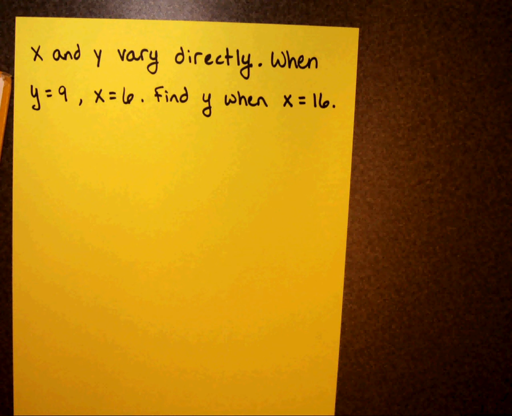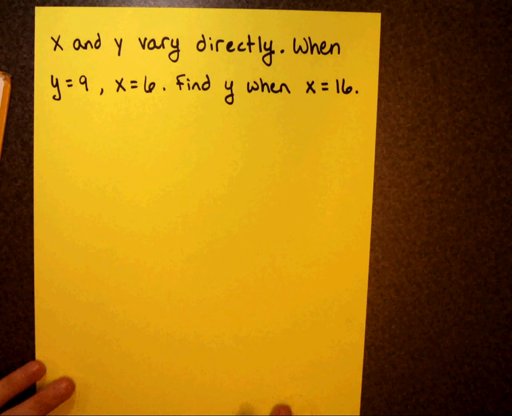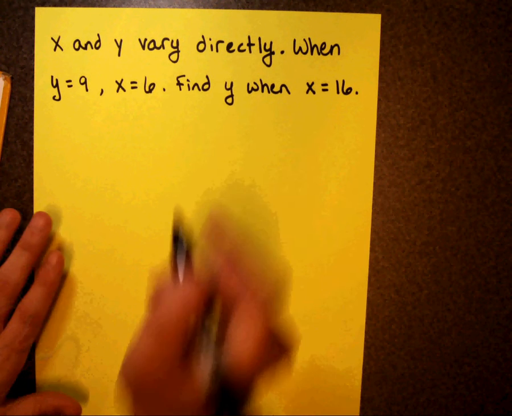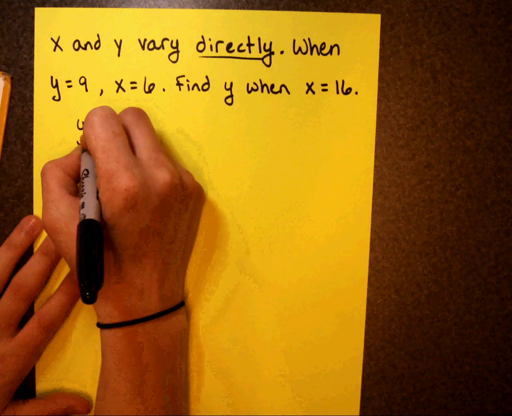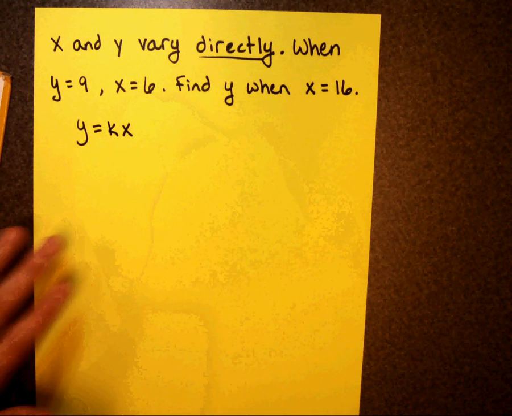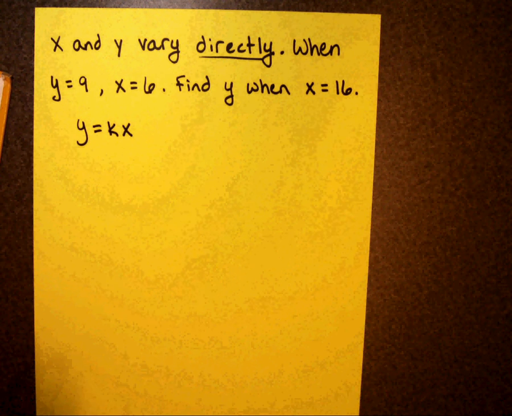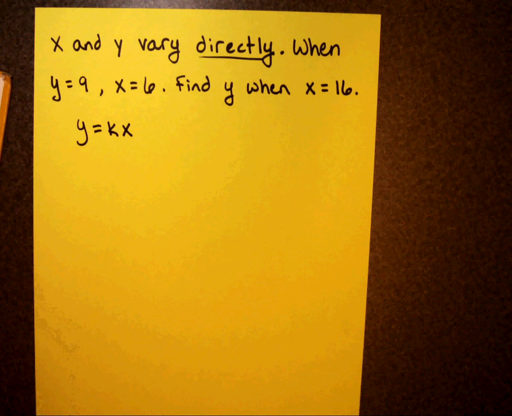Okay, so we know that x and y vary directly, and when y is 9, x is 6, and I want to know what is y when x is 16. So since we know they vary directly, then we have the relationship y equals some number k times x. That number k is our constant of variation, and so that's going to tell me what do I multiply my x value by that gives me y.